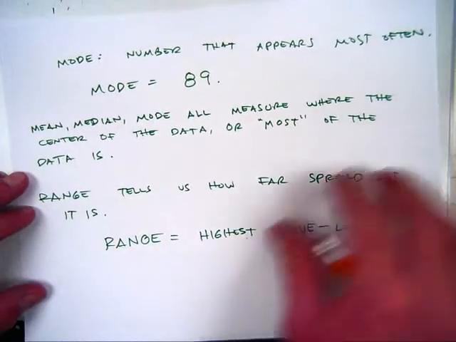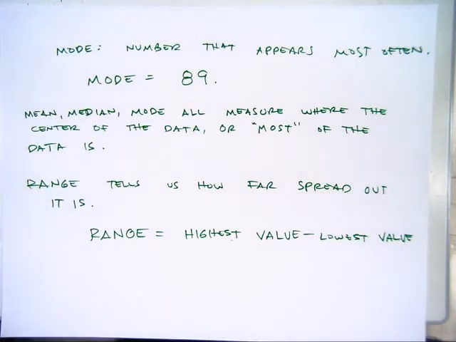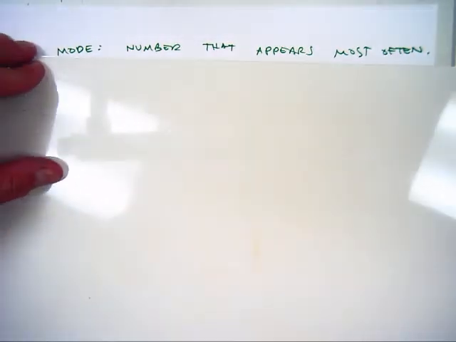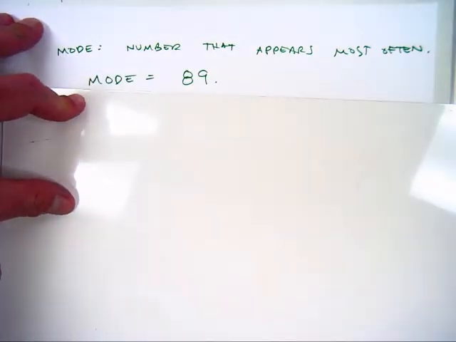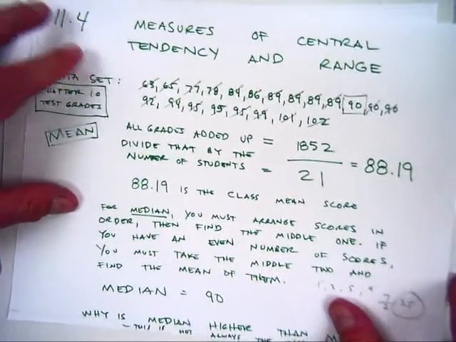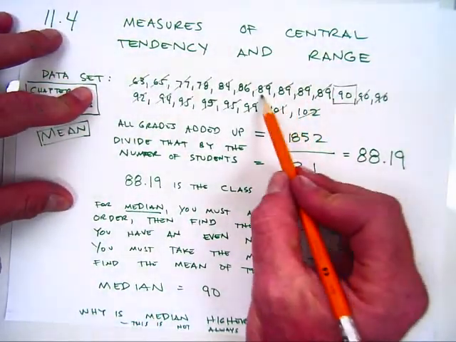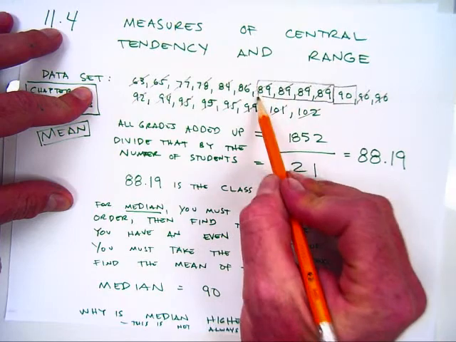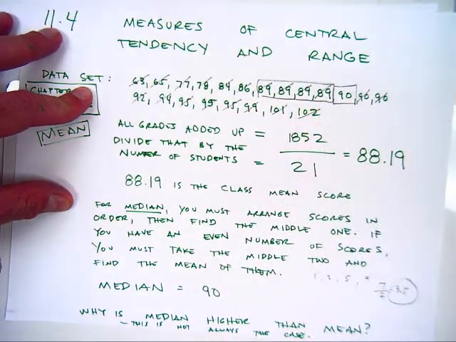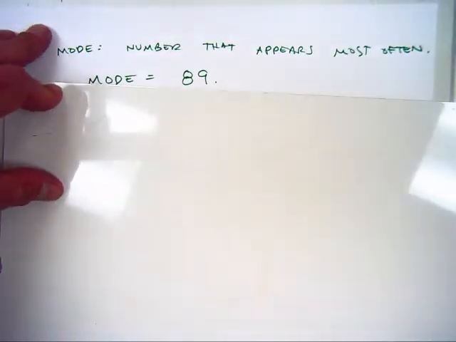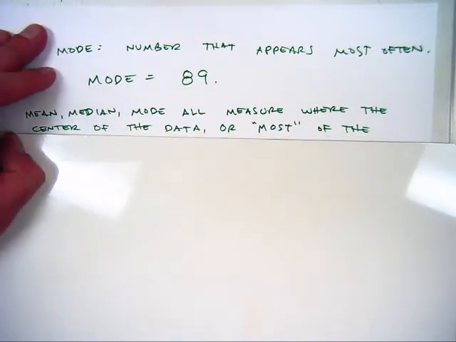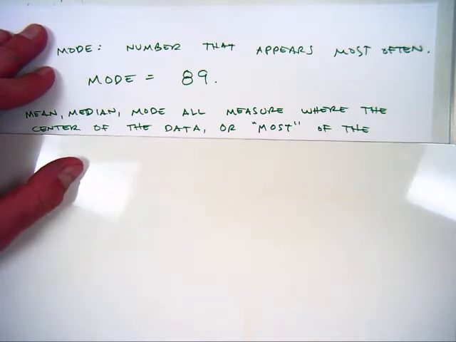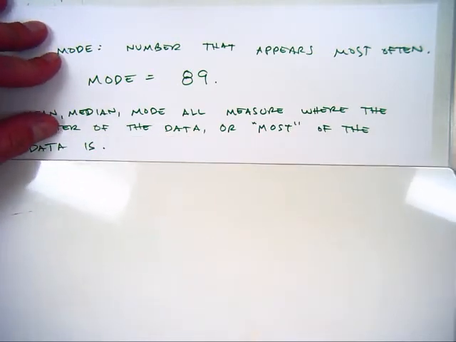Moving on. The mode is another measure of central tendency. It's the number that appears most often. It's very seldom used in real life. Mean and median are much more important. The mode in this case was 89, just because we counted the number that appeared the most often, and it looked like 89 appeared 4 times. It barely beat out 90 that appeared 3 times. So 4 times for 89. 89 is considered the mode. Mean, median, and mode all measure where the center of the data is, right? They tell you where the center of things are, or the mode tells you where most of the data is.